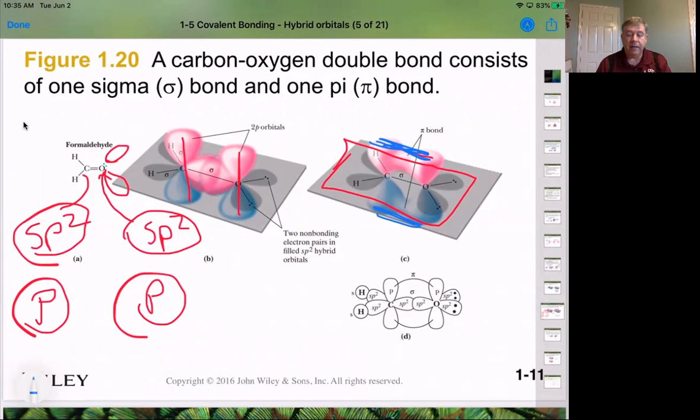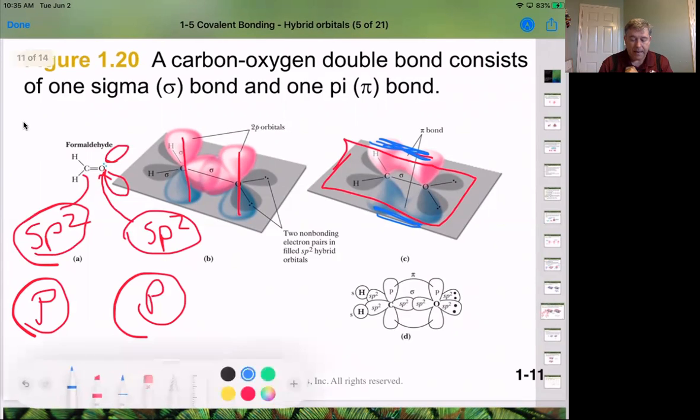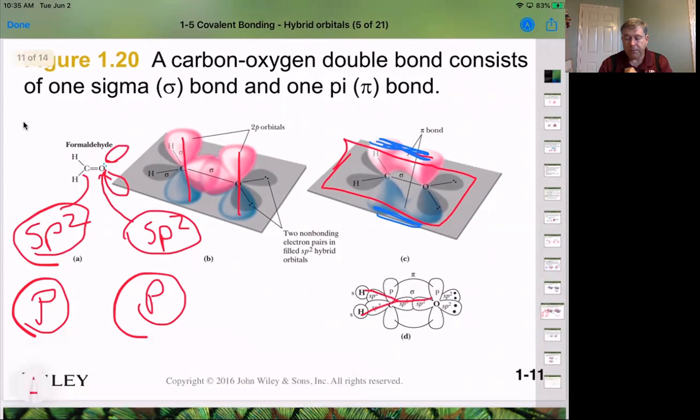So now being above and below that plane gives us some reactivity, and we'll see that that's where all the reactions happen. But again, we have the sigma bonds form this planar flat structure, and the pi bonds are above and below that flat sigma structure, giving us our second bond.